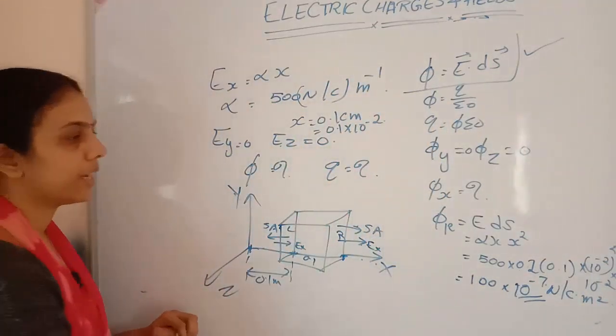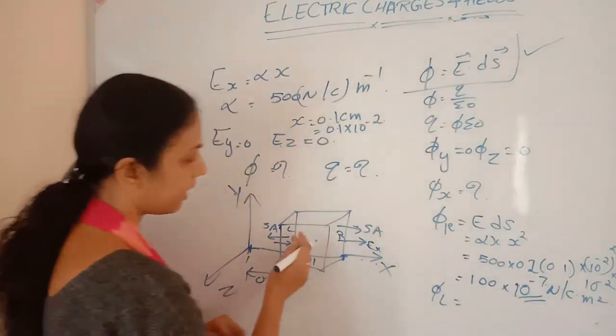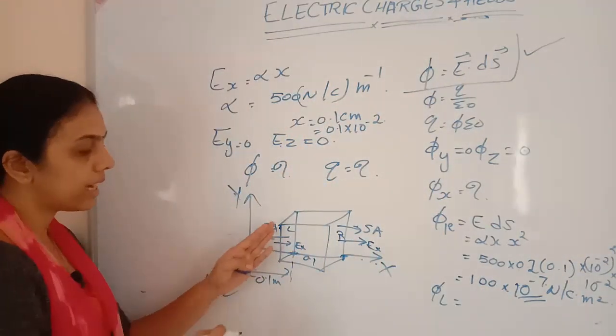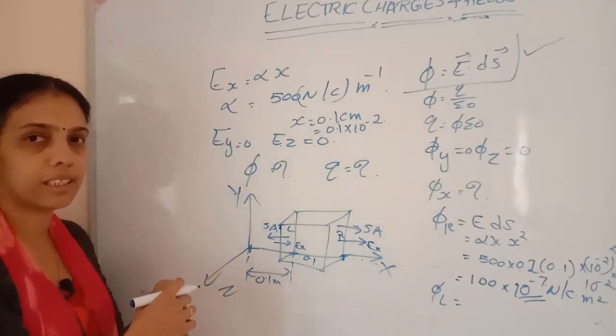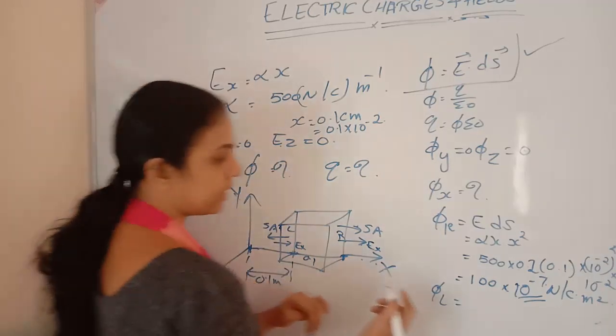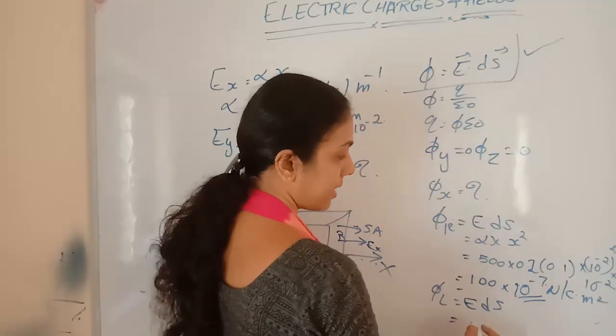Okay, so next is flux through the left side. How can we find it out? E and dS are opposite to each other, so what is angle theta? Theta is 180 degrees. So E·dS gives minus E dS, cos 180 is minus 1.